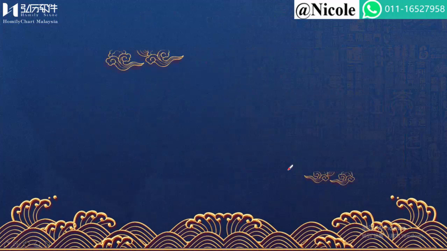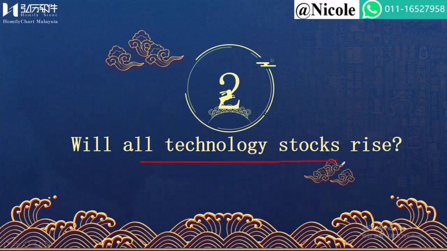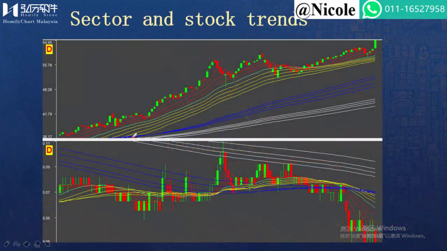And the next part is about will all technology stocks rise? Actually, we don't know, right? But how do we choose some strong stocks? We need to make a comparison between sectors, index, and the stock trends. So the upper chart is KL Technology, and the lower chart is some individual shares. We can say actually in one sector there should be some good shares and weak shares, and by comparison we should choose strong shares.